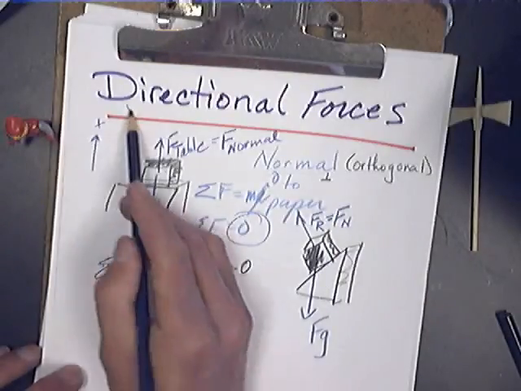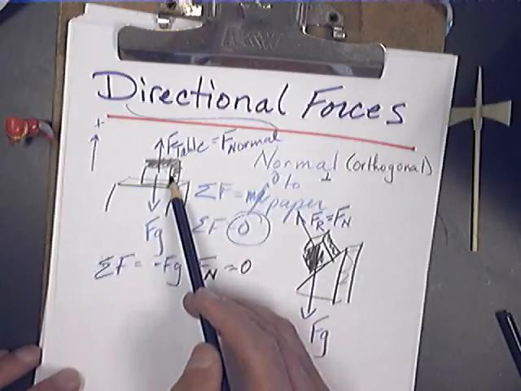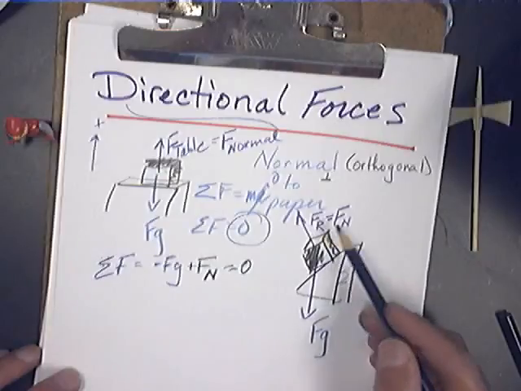Remember, normal is a direction. It's not a different force, it's a direction. The table is pushing normally. The ramp is pushing normally.